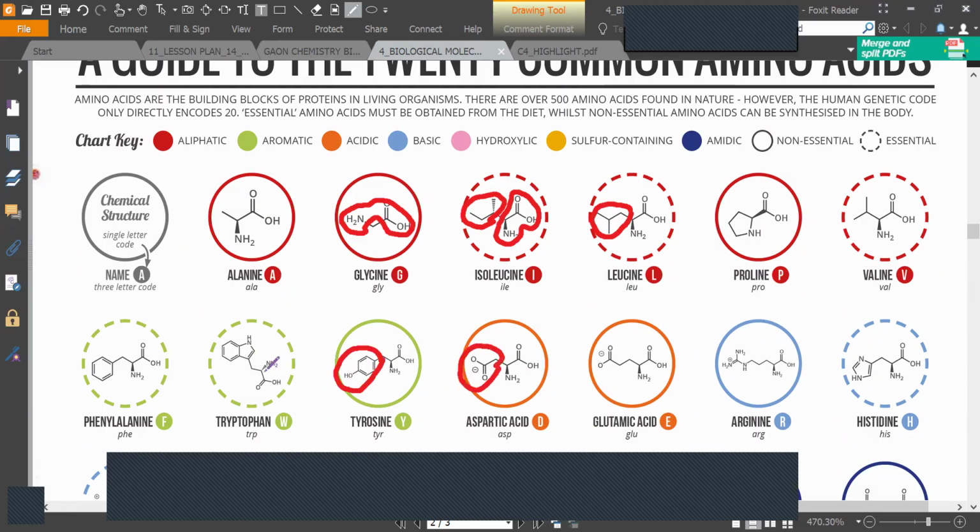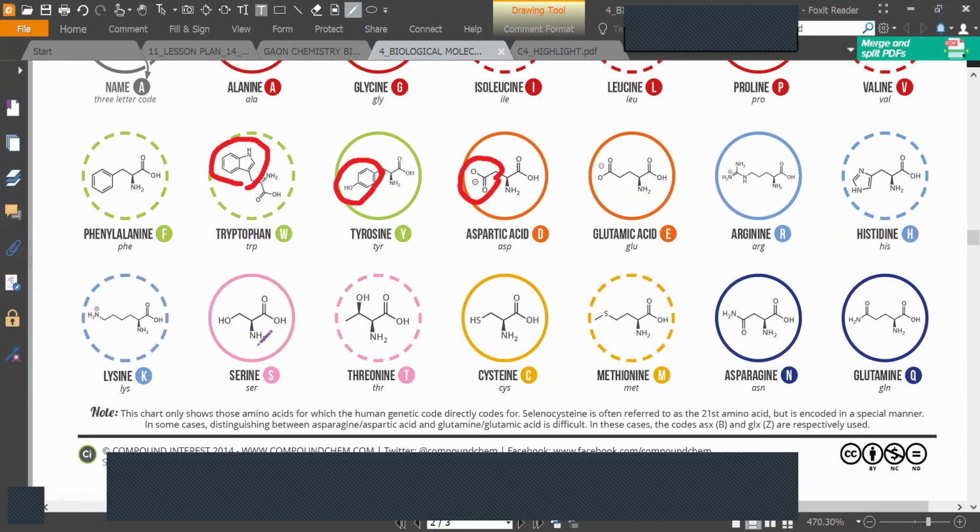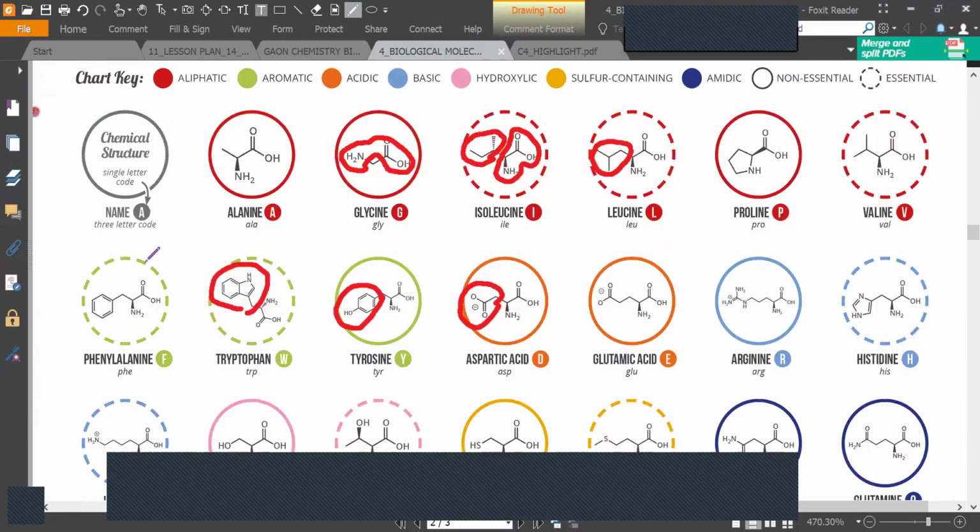So they have different R groups, and when they join together, they will produce a different protein with a different function. So it's like Lego. We join different Lego shapes to get a different final shape. It can be very complicated. These are all the amino acids that we have in the human body.